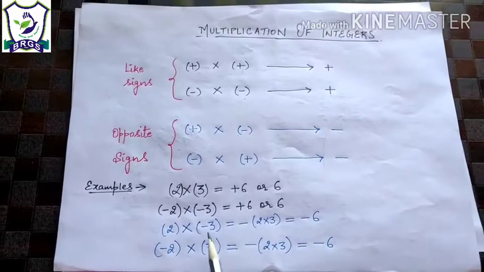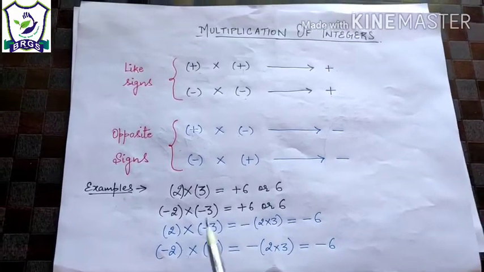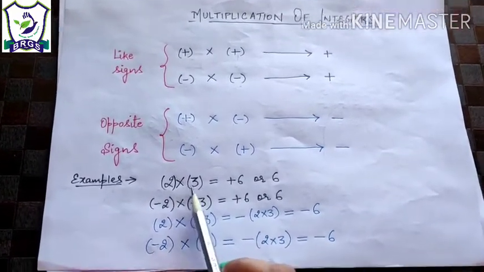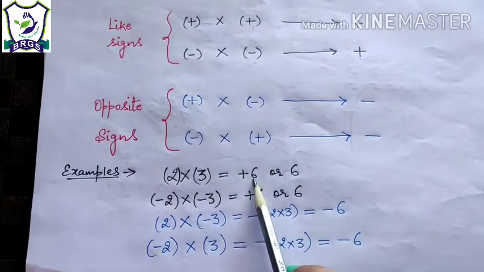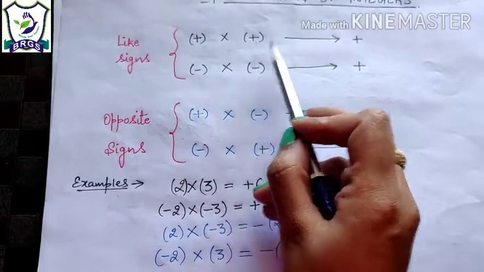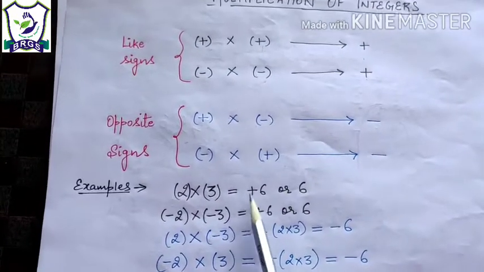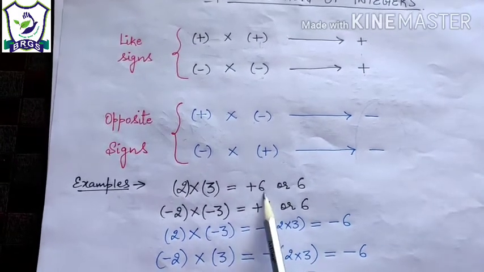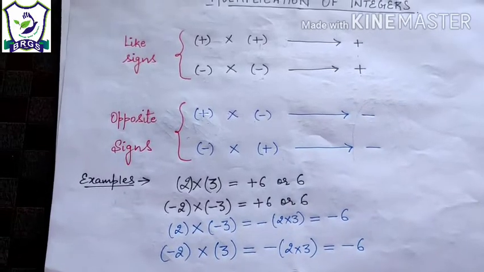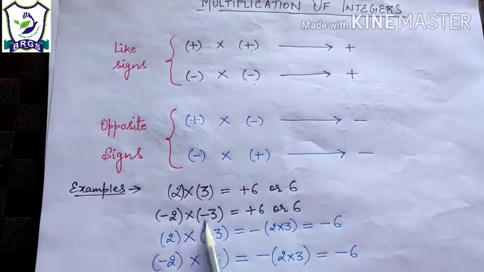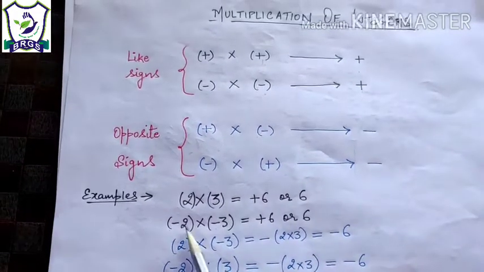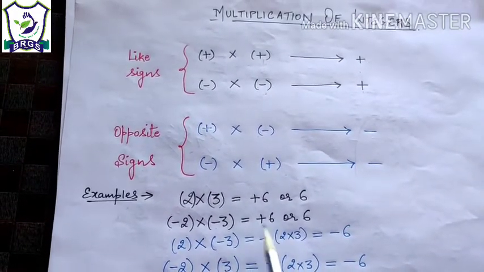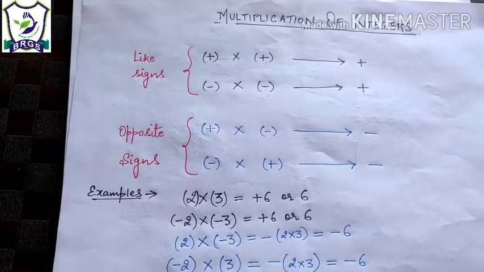Now see the examples. I have taken both positive integers here, 2 into 3, right? So it will be positive because plus into plus is positive, and 2 3s are 6. So the answer is 6. When both the integers are negative, I told you the product is positive. So it will be positive and 2 3s are 6. So your answer is 6.